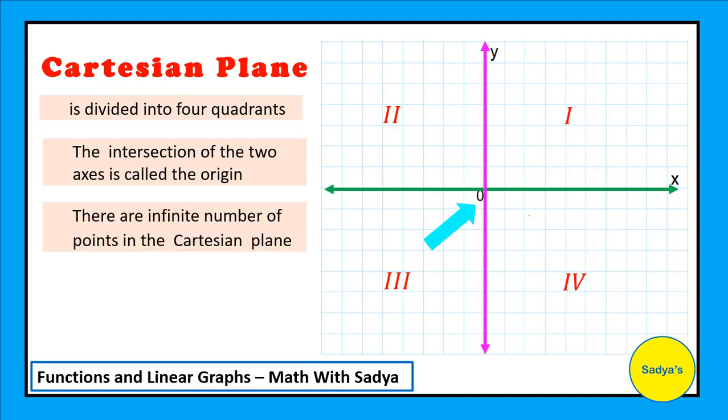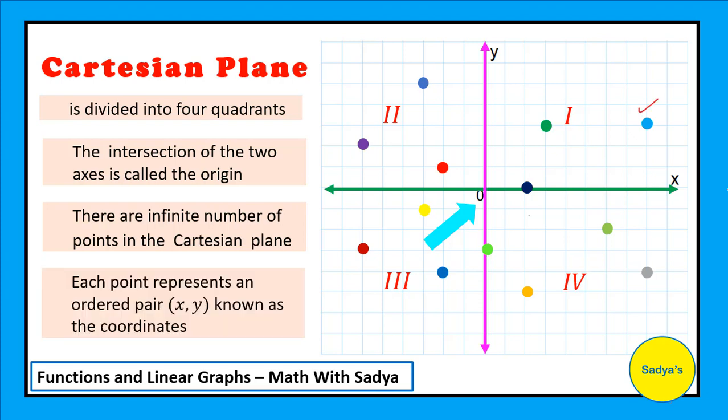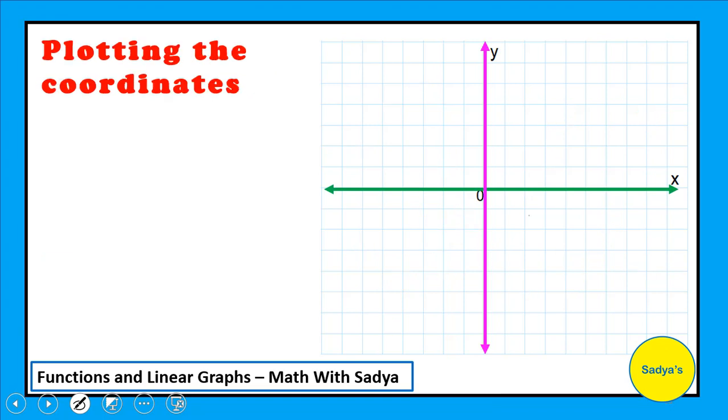There are infinite number of points in the Cartesian plane, some of which you can see on the screen right now. So each point represents an ordered pair x, y, known as the coordinates. Why is it called ordered pair? Because the order is important. We first of all tell the position with respect to x-axis, and then we tell the position with respect to y-axis. Let's see an example.